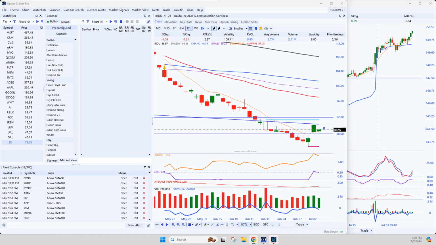NVIDIA. Scalp, bad setup, scalp. BIDU. I feel like this is going against the market. Bad trade. Okay, we'll continue. SG, Sweetgreen.